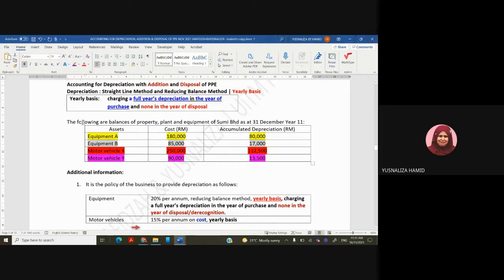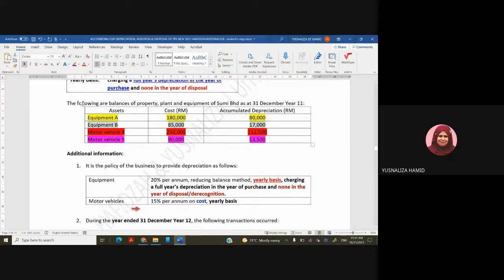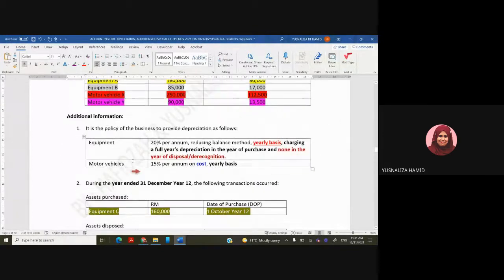So equipment A is on the list of the assets that you have. You have the same thing here, equipment A, equipment B, with the same figures for cost and accumulated depreciation. Bear in mind, equipment A and B use the reducing balance method. Motor vehicles X and Y are being depreciated using the straight line method. And the policy of the business is to provide depreciation as follows. Your equipment rate is still 20%, but bear in mind the basis has been changed. Now it is yearly basis.